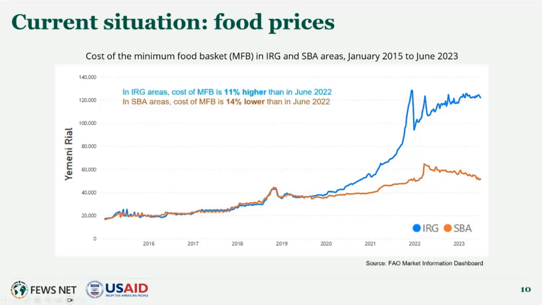So as of June 2023, the average cost of the minimum food basket across IRG-controlled areas was 11% higher than the same time last year, while the average cost across SBA-controlled areas was 14% lower than the same time last year. However, as you can see from the longer-term trends illustrated in the time series graph, food prices certainly remain well above average and significantly higher than pre-crisis levels across the country.